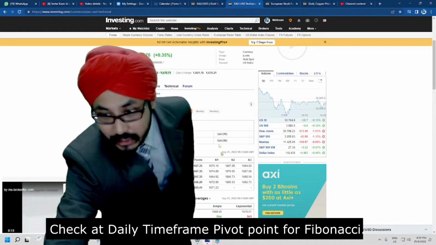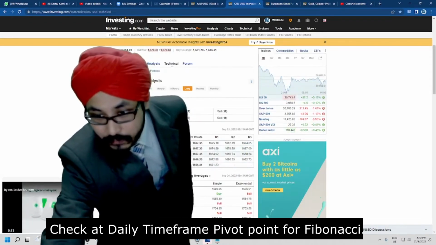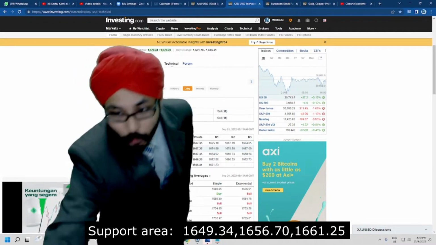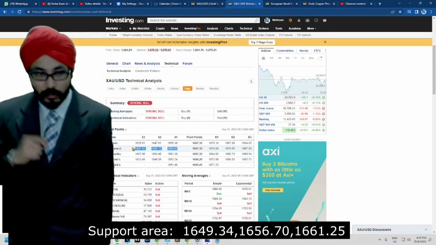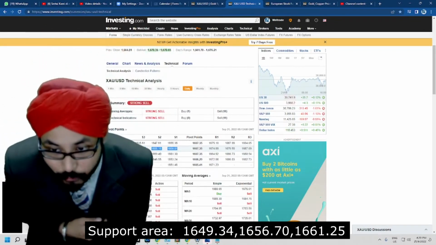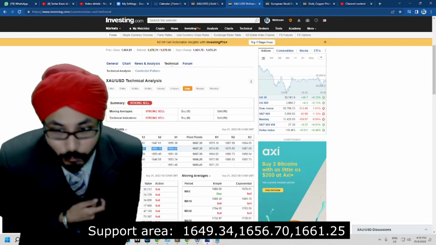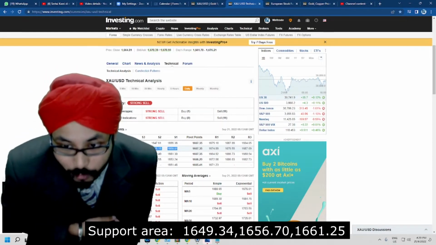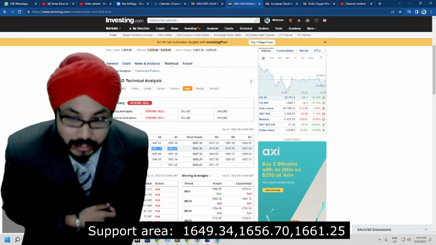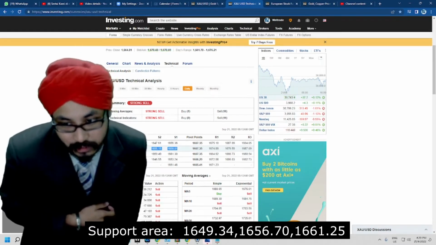Moving forward with our technical analysis, I will take you to investing.com and we will look at the daily chart. As we could see, we have three support points. The first support that we have is 1659.81, the second support point is 1655.15, and the third support point is 1647.61.